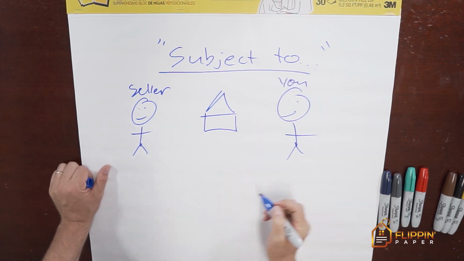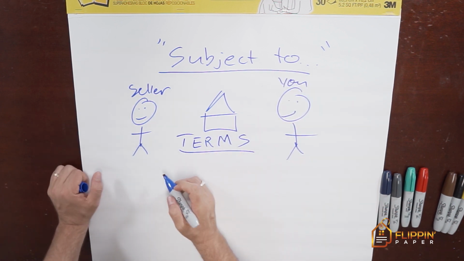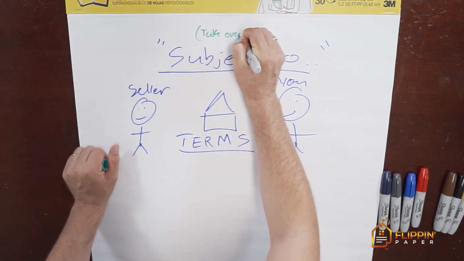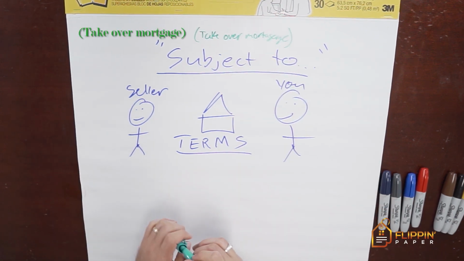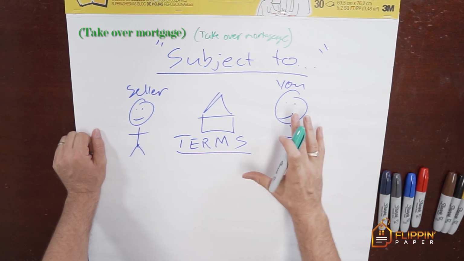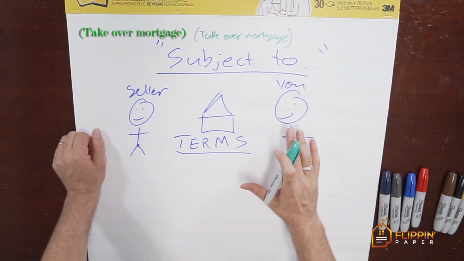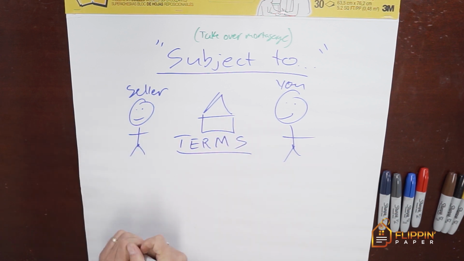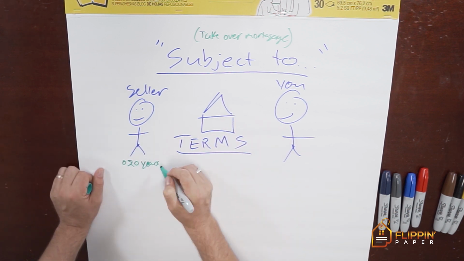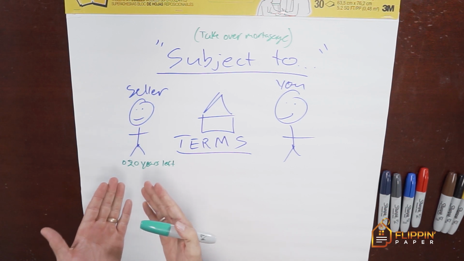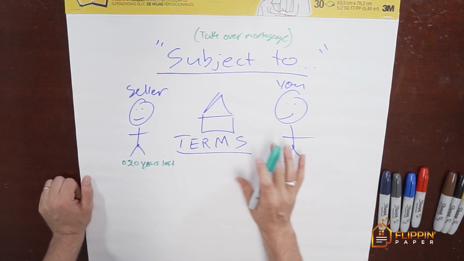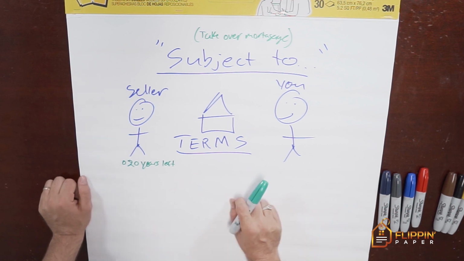So with subject to, you're literally taking over payments. And I should include that with some words up top. This is a really advantageous transaction inside of the seller finance world. And why I love it is because if the seller has, for example, 20 years left on the note, then you get to pretty much adopt a 20-year note on a property that you never had to pay or buy with a bank. But let's talk about the terms.